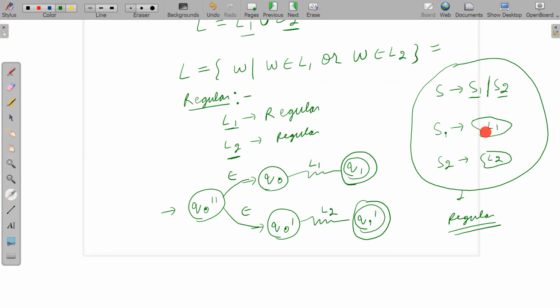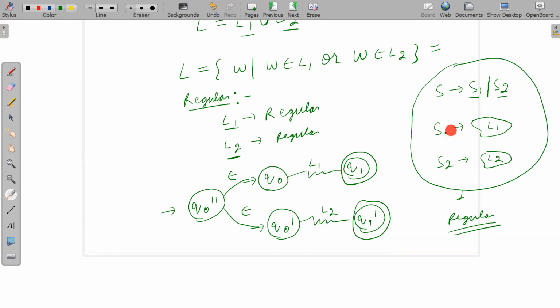Similarly, I can say the same for CFL. A language is a CFL if you are able to design a context-free grammar generating it. S1 is the start symbol generating the context-free language L1, and S2 is the start symbol generating the context-free language L2. Now S implies S1 or S2. So this entire grammar will be a context-free grammar, because I have written a context-free grammar for L1 and for L2. You just have to add this production, and you will get the equivalent grammar for L1 union L2.